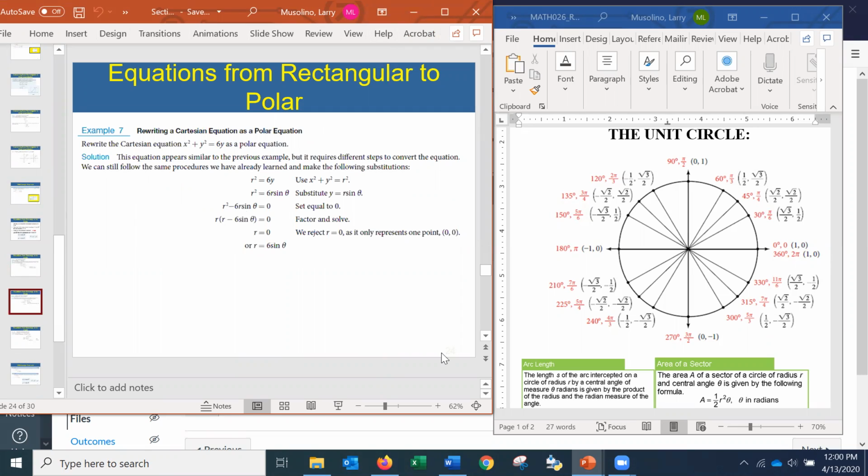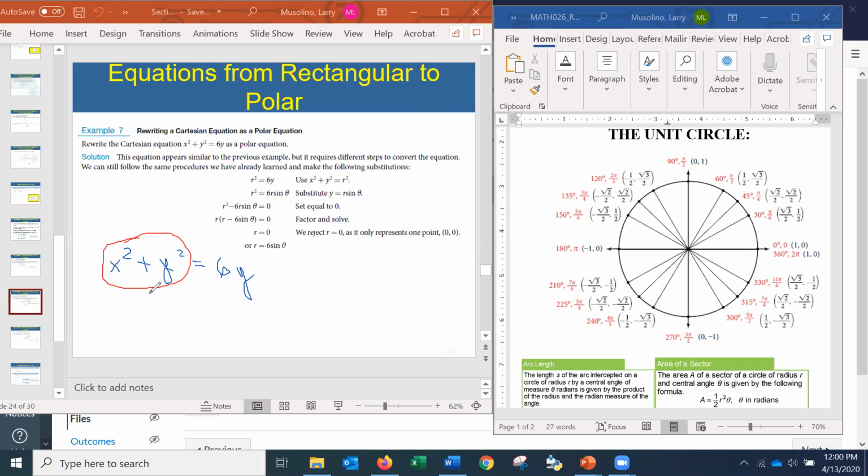these substitutions work. All right, here's the equation they're giving us. x squared plus y squared equals 6y. And remember, they're telling me to rewrite this as a polar equation. So I've got to get rid of all x's and y's, and end up with only r and theta in my final answer. First thing I notice is on the left side here, I'm seeing x squared plus y squared.